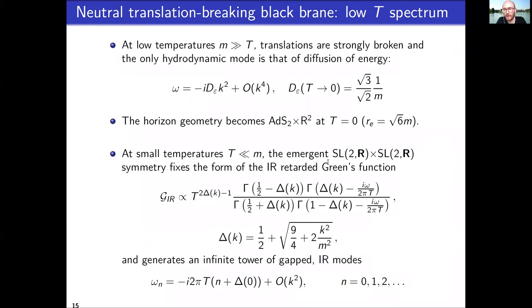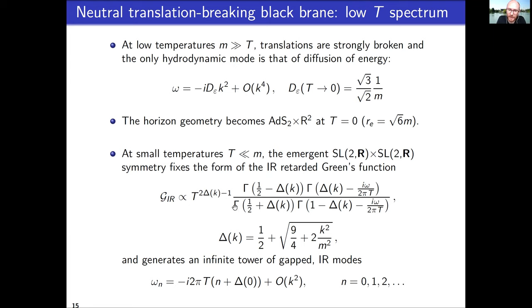And then when you compute the retarded Green's function in the AdS2 cross R2 background, you will find that the IR retarded Green's function takes this nice form that involves ratios of gamma functions and operator dimensions in the IR, which take this simple form. So this is again very nice because we usually don't have this amount of control over the system. We usually cannot solve for the frequency and momentum dependence of the IR retarded Green's function exactly. And here we can do that because there's this emergent extra symmetry.